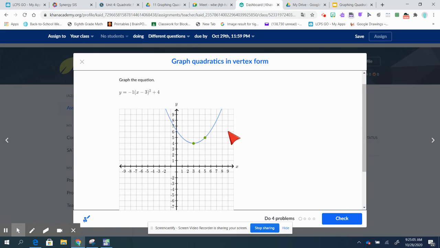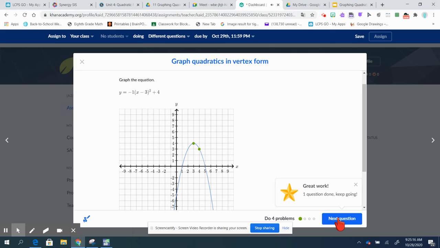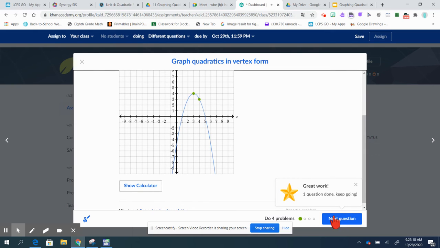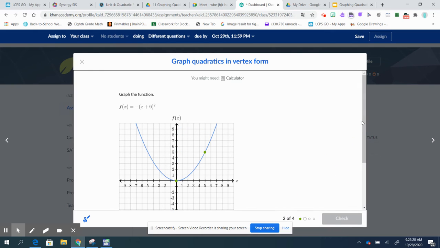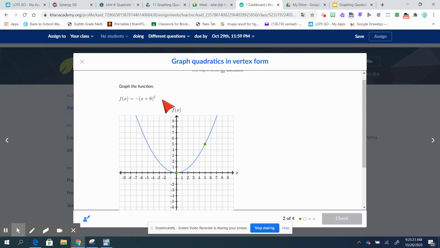Let's go back. So always start at the vertex. Get it over. Okay, right 1, down 1. All right, let's check. And we got it right. Okay, so let's see if we can do one more. All right. Okay, this one is a little bit different.